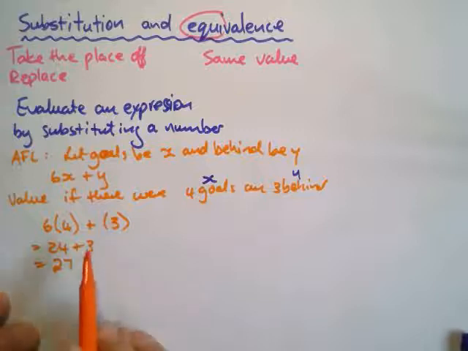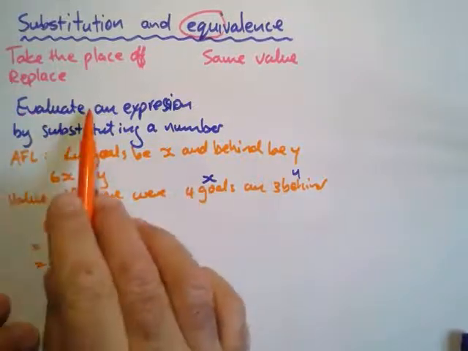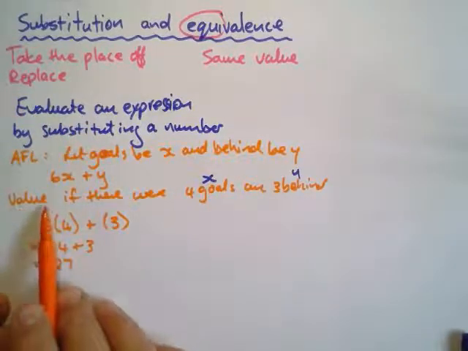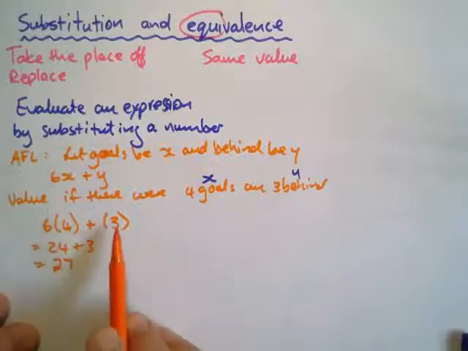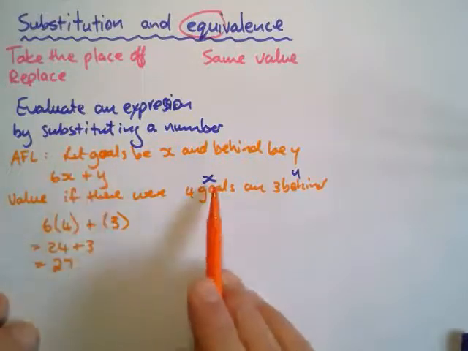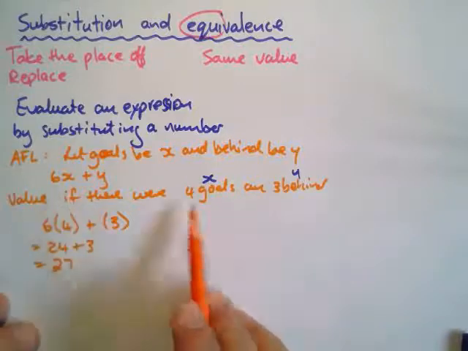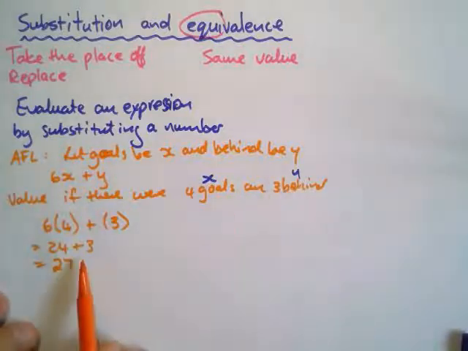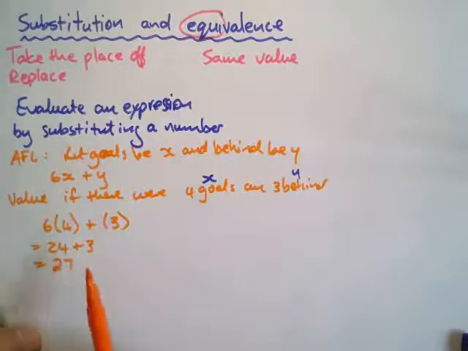Okay, so what we did is we evaluated, right? We found the value of this expression if X was a certain number, 4, and Y was another certain number, which was 3. So I could find the value.